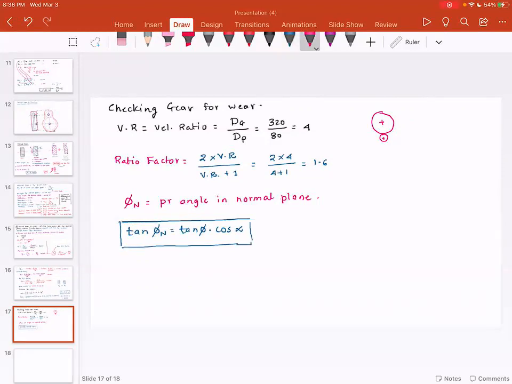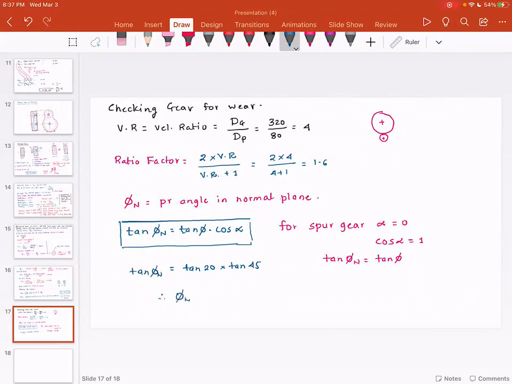Now I want you to compare this relationship with the spur gear equation. For spur gear, alpha is equal to 0. What that means is cosine alpha is going to be 1, which means the pressure angle in the normal plane is equal to the pressure angle that you have. That's why we don't use this relationship in the case of spur gear. But in the case of helical gear, since you have a helix angle, you have to find the value of the pressure angle in the normal plane, which is tan 20 times cosine of 45 equal to tan phi n, and from there I get the value of phi n as 14.4 degrees.